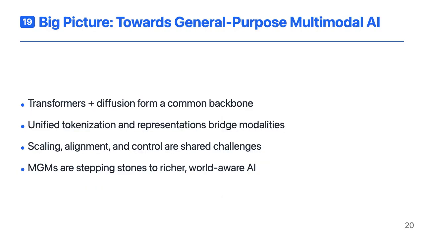Stepping back, a clear pattern emerges. Transformers and diffusion models have become the shared backbone for text, images, audio, video, and motion. Unified tokenization schemes and shared latent spaces let models treat different modalities more like different languages of the same world. At the same time, the field grapples with common challenges: how to scale efficiently, align behavior with human values, and give users fine-grained control. The survey's main message is that multimodal generative models are not isolated tricks. They're converging into a broader framework for general-purpose AI systems that can understand and interact with the world in a more human-like, multimodal way.